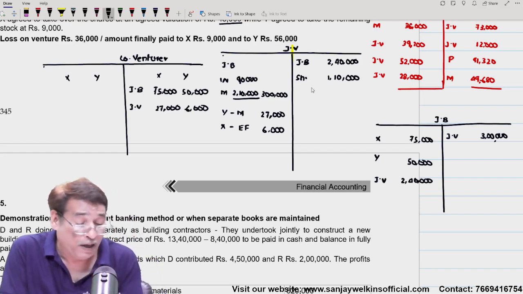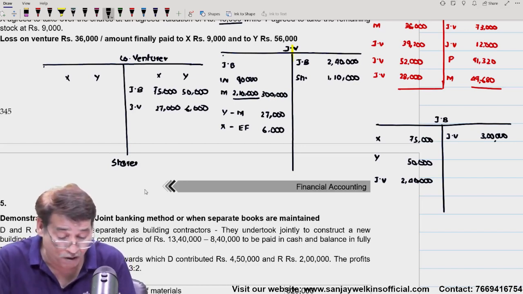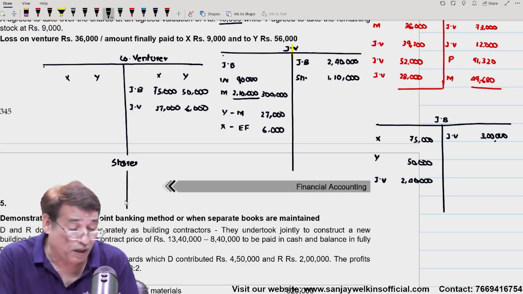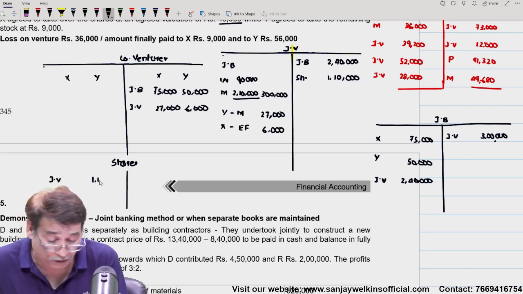Clear? And we will have to prepare a shares account also. Shares account. In the shares account, I will write towards the debit side to joint venture account, that is equal to 1,10,000.